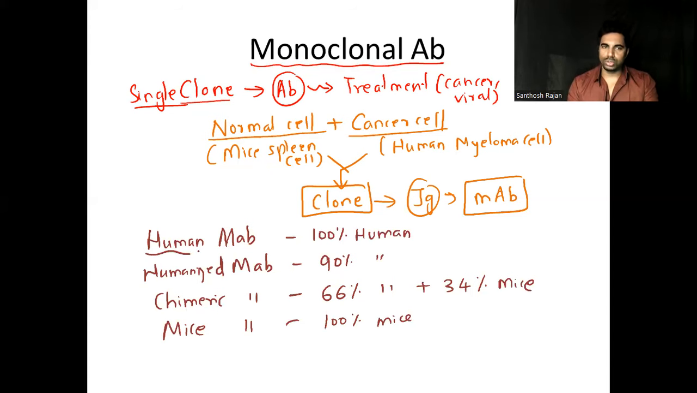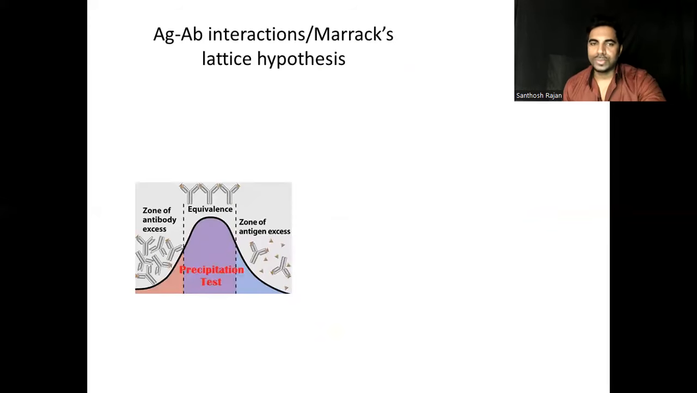The most commonly used one is human MAb. That can be a question. Which is the most commonly used one? Human MAb is most commonly used. That's it. That would be the question they will ask. Okay, right? Now next one.